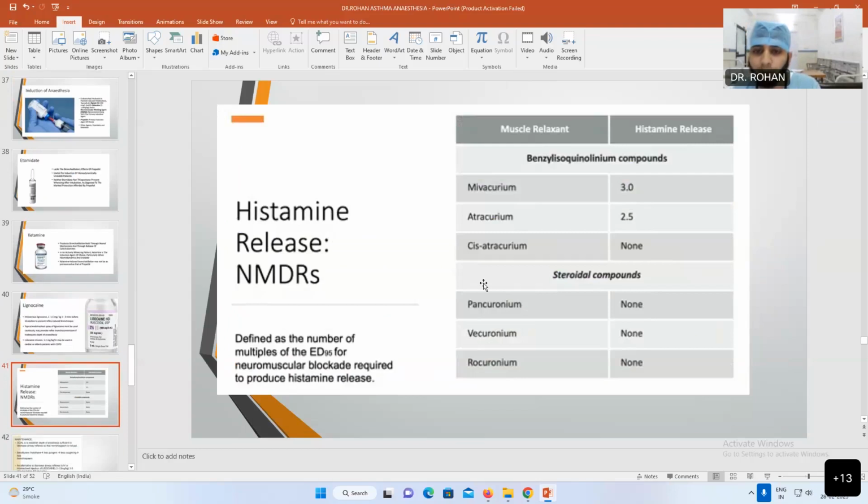Coming to the muscle relaxants, some muscle relaxants release a significant amount of histamine, like atracurium and mivacurium. So atracurium and mivacurium should be avoided in patients with asthma, whereas cisatracurium, vecuronium, and rocuronium can be safely used.